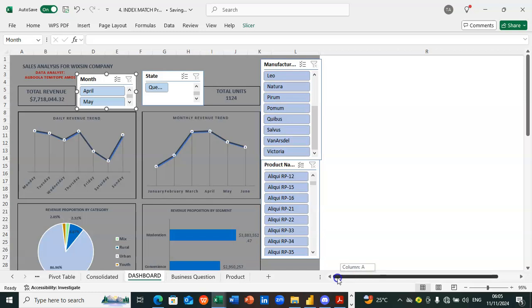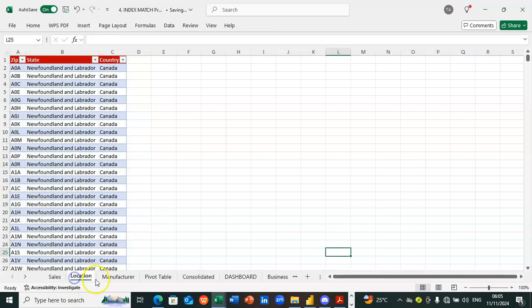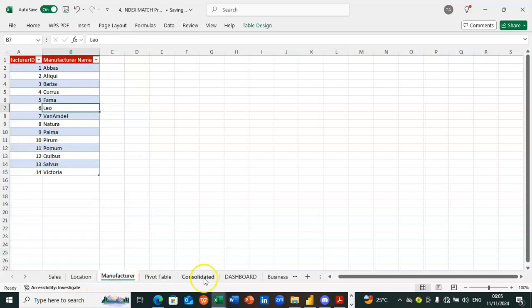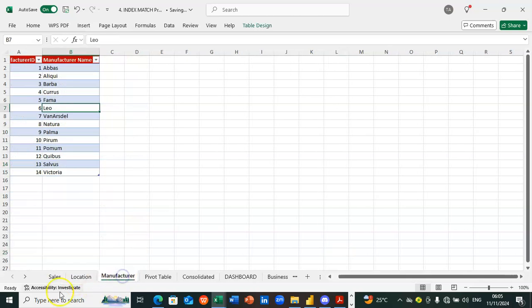And I was given four different kinds of data sets to get this analysis done. So let me take you through the process of the analysis. Yes, you can see these are the four different types of data set provided for this analysis by Wixsin company. We have data on sales, on location, on manufacturers, and the category of products they sell.